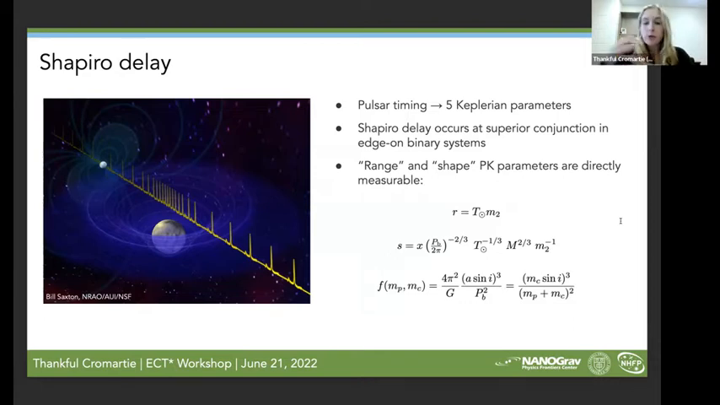And what's really great about this is that Shapiro delay, the post-Keplerian description, can be parameterized in various ways. But we often talk about range and shape to describe Shapiro delay, range being dependent on the companion mass and shape being dependent on several of the orbital parameters as well as the total mass of the system. You can combine these measurements of range and shape with the mass function and get out independent measurements of the pulsar's mass as well as the companion's mass. And so this is a really fantastic way to get precise mass measurements for neutron stars.